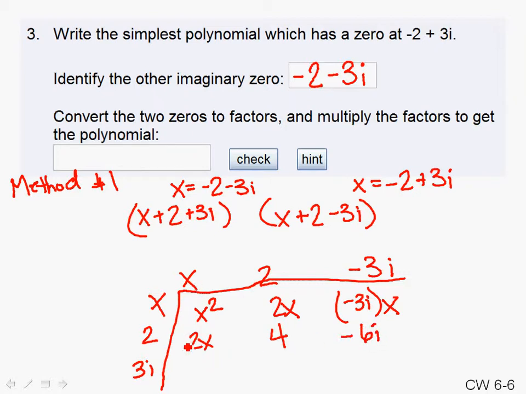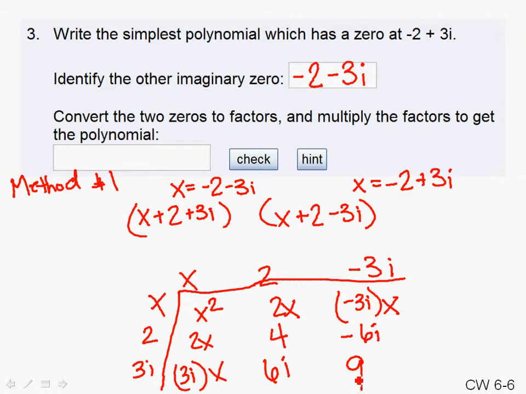Then we have x times 3i, so 3i times x. We have 6i. And -3 times positive 3 is -9. I squared would give us a -1, so -9 times -1 is a positive 9.